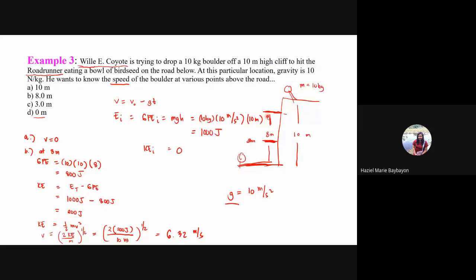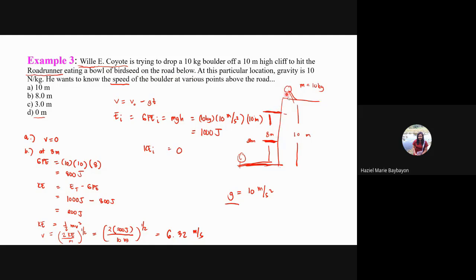Okay. So we have the third example. Wile E. Coyote is trying to drop a 10-kilogram boulder off a 10-meter high cliff to hit the roadrunner, eating a bowl of birdseed on the road below. So we have this not so good drawing.